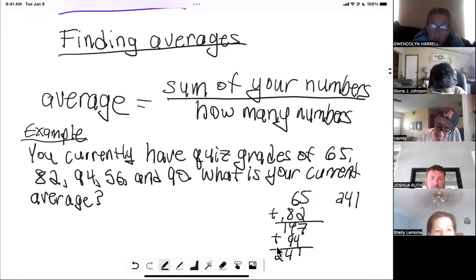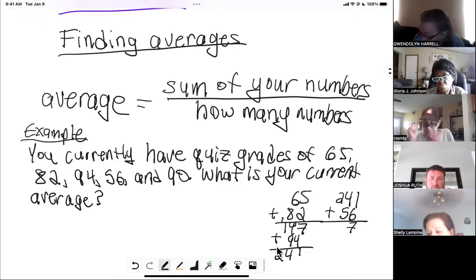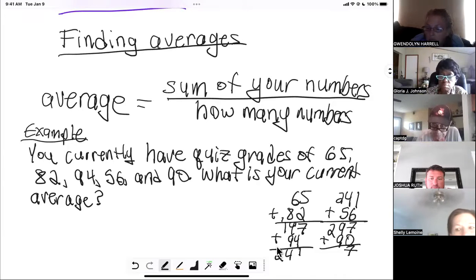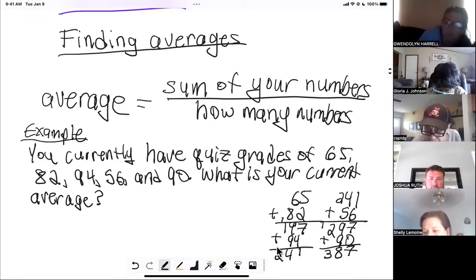All right, so I'm gonna make a list. 65. The easiest way to do this by hand is to just add 2 at a time, I think. 7, 8 plus 6 is 14. So I added the first 2. I'm going to add 94 to it, the third number. 7 plus 4 is 11. 9, 10 plus 4 is 14. And 2, 41. Then I'm going to add 56. 6 plus 1 is 7. 5 plus 4 is 9. And bring the 2 down. And I have one more to add, my 90. 7 plus 0 is 7. 9 plus 9 is 18. 2 plus 1 is 3. So we have 387.